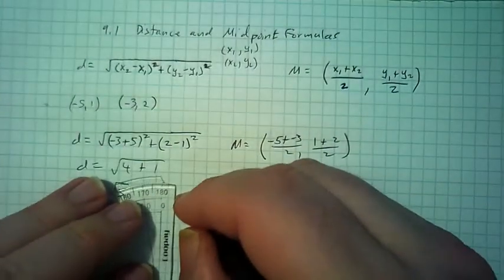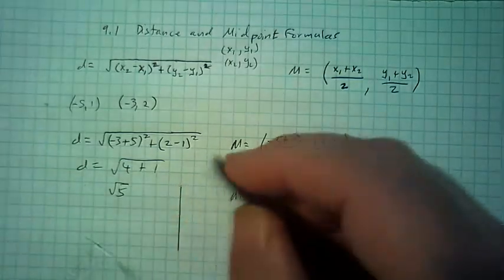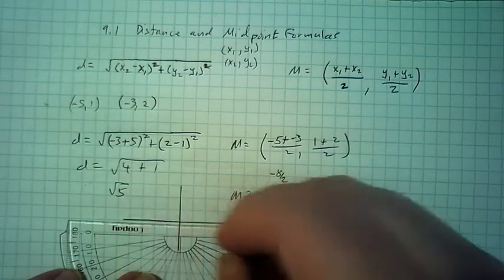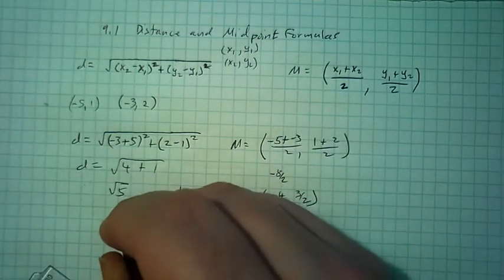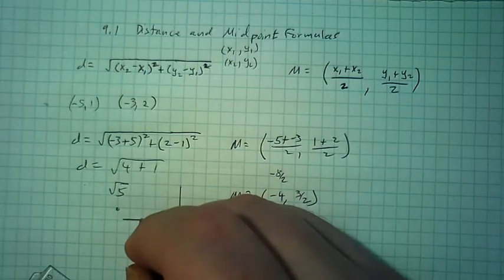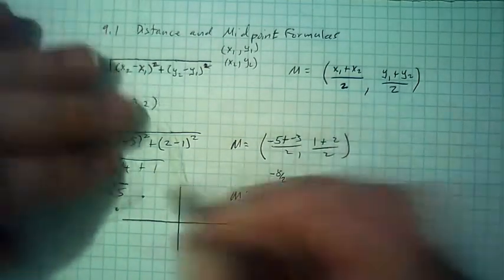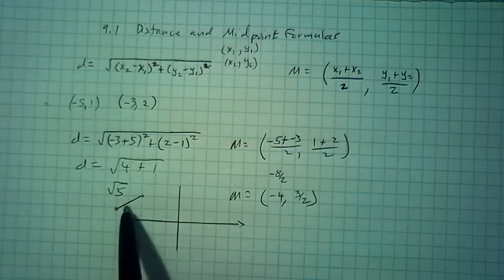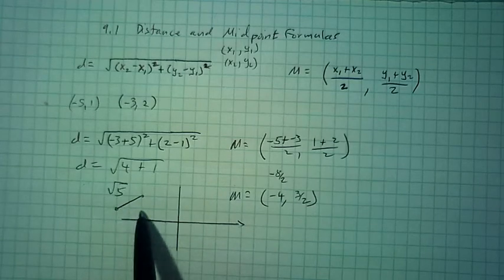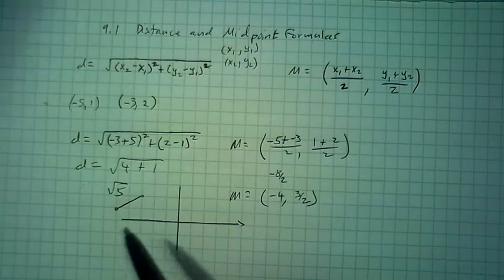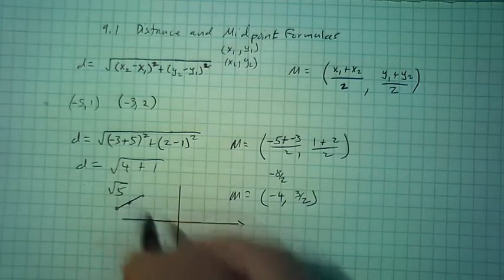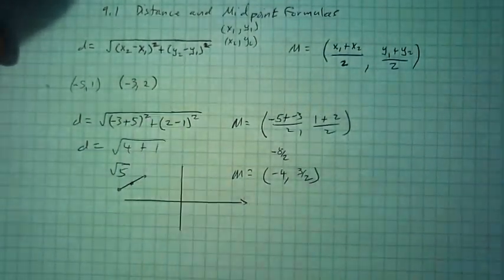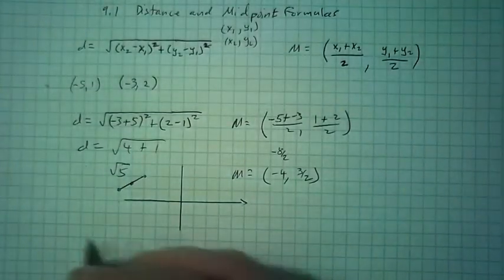Just to verify those, I probably won't do this for the others, but for this one I'm going to sketch these points. I have negative 5, 1, and negative 3, 2. So here we have a segment. If you look here, it's longer than 2 because 2 is this distance here. It's got to be bigger than 2, so the square root of 5 is just a little bigger than 2. And then halfway between the two is negative 4, positive 1.5, which is exactly what we found. Distance and midpoint formulas.